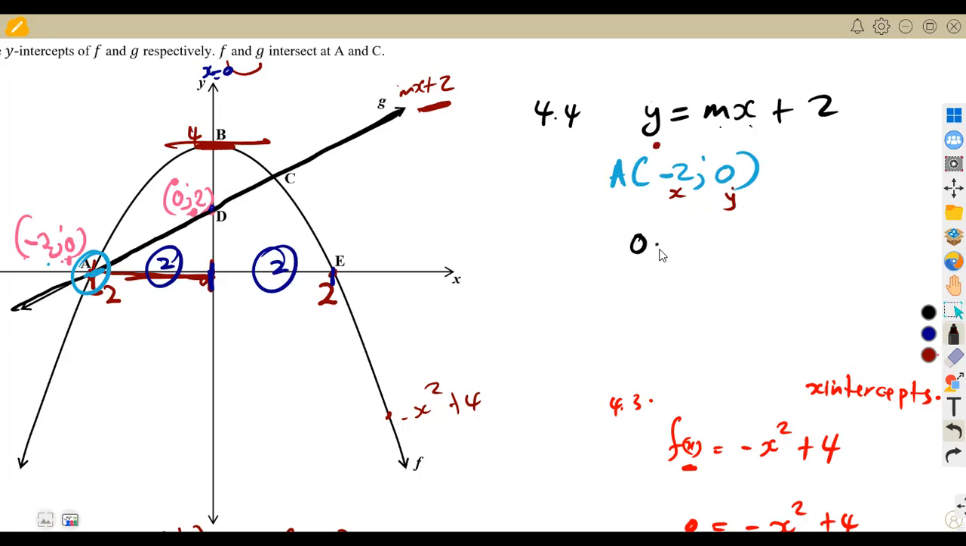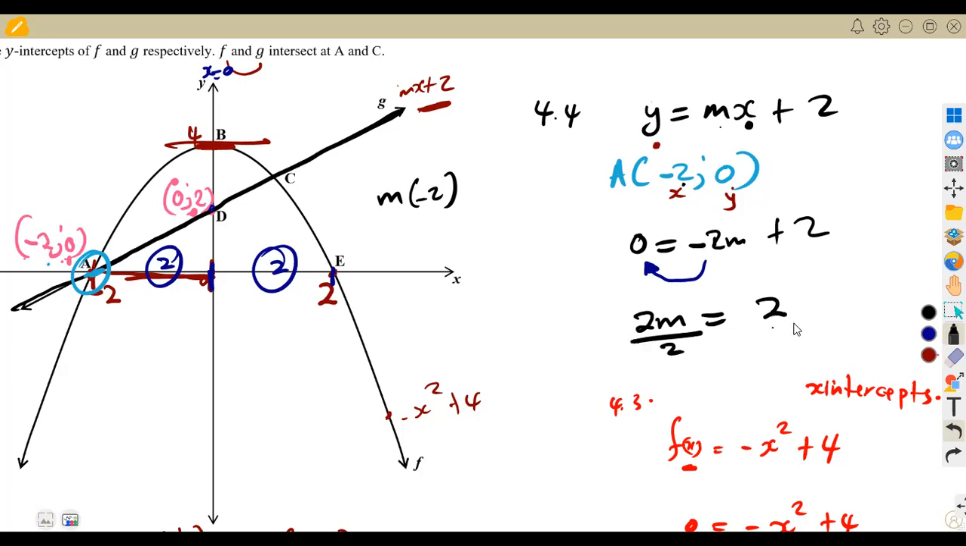So 0 is equal to, in place of x, I'm going to substitute negative 2. So it's going to be negative 2m. Remember, m times negative 2 is negative 2m, all right, plus 2. Remember, I want to solve for m, so I can transpose this to the other side. It becomes a positive. So that means 2m is equal to positive 2. To find m, divide by 2, divide by 2. So therefore, our m is going to be a 1. 2 divided by 2, guys, remember that's a 1.